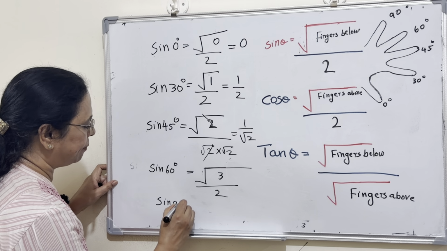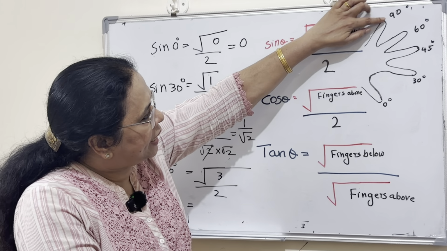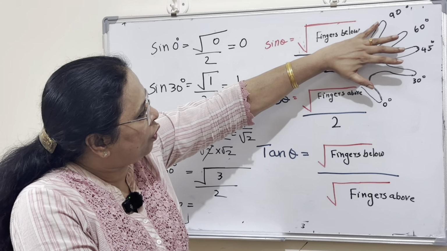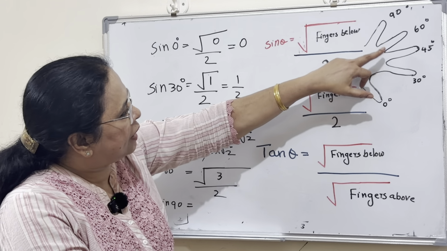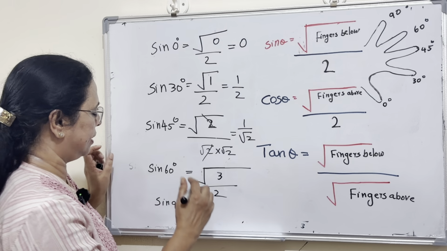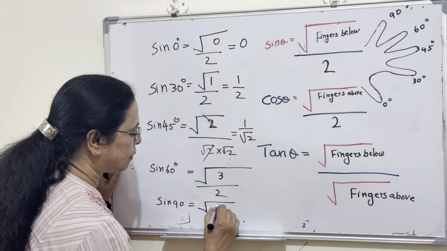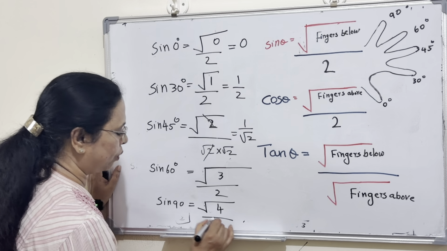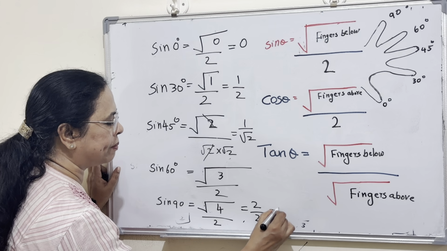Again for sine 90. You are again using your left hand, 90 degrees for your little finger. So, how many fingers are there below? 1, 2, 3, 4 fingers are there. So, under root fingers below, that is 4 divided by 2. So, under root 4 is how much? 2. 2 divided by 2 comes 1.